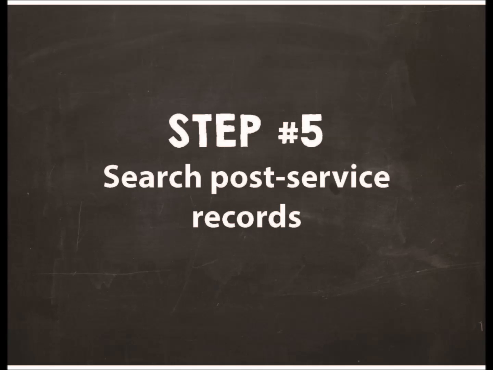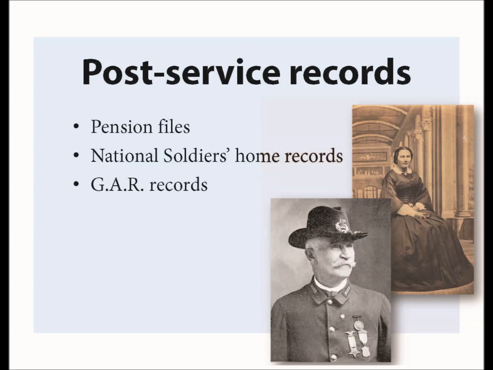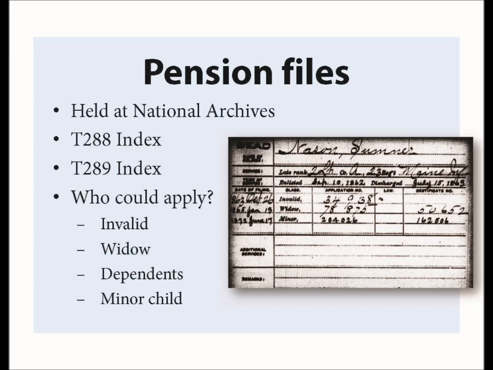Step 5. Search for the post-service records of your ancestor's life. Now, under the post-service records, we're going to talk about some things such as pension files, National Soldier Home Records, and the records of the Grand Army of the Republic. Now, pension files are available for wars earlier than the Civil War. In fact, you may have found your ancestor's Revolutionary War pension at one point in time. But the National Archives still retains the original pension files for all of the Union veterans, their widows, their children, their parents if they applied, and that goes up until the 1930s.